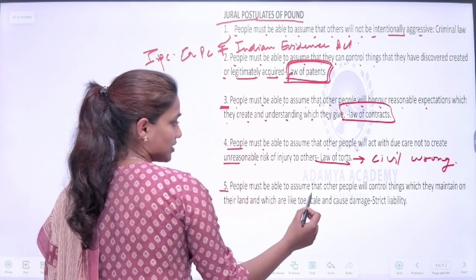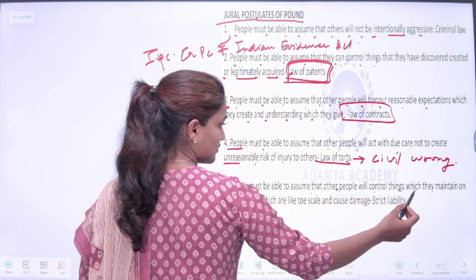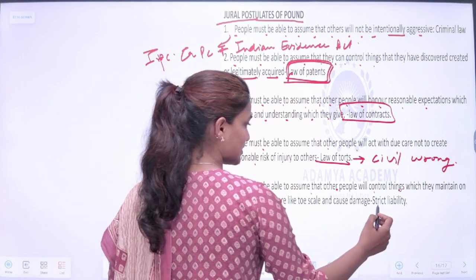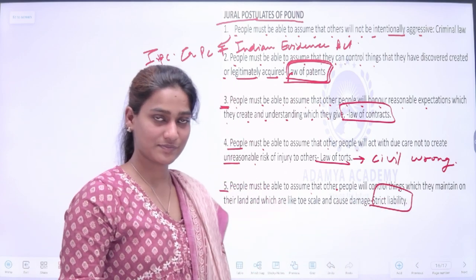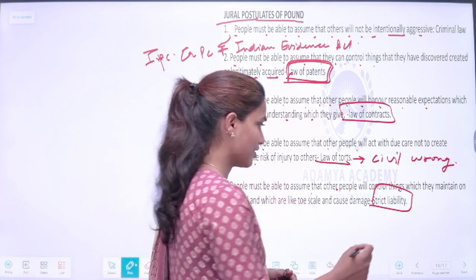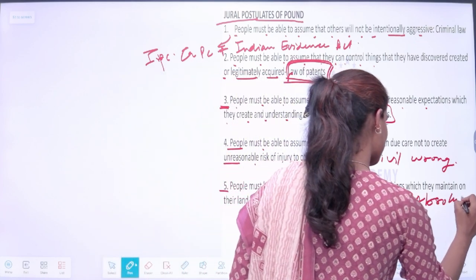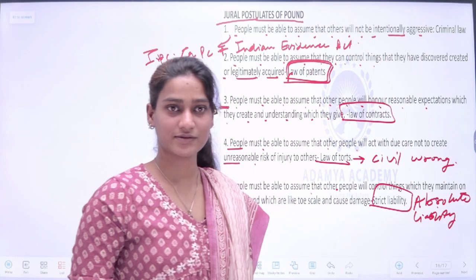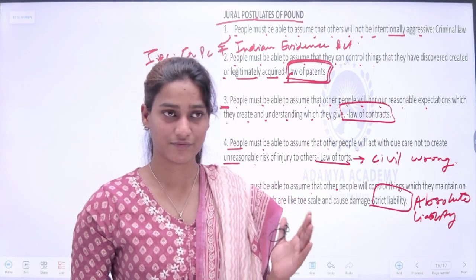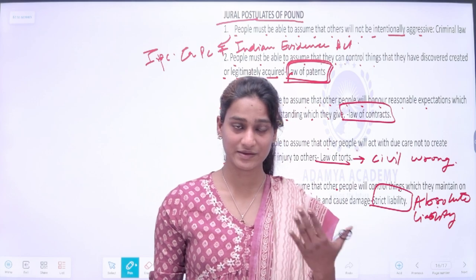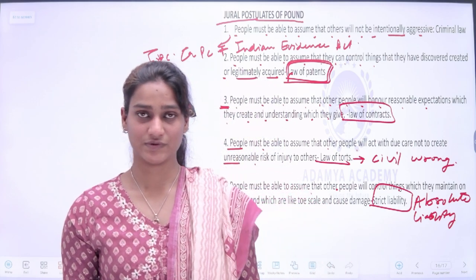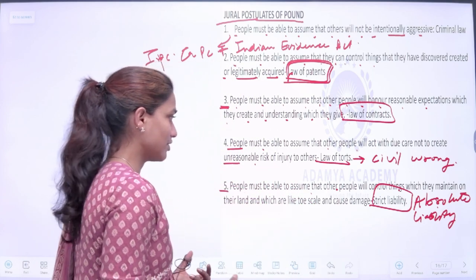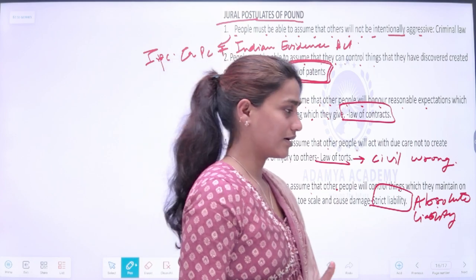People must be able to assume that other people will control things which they maintain on their land and which are likely to escape and cause damage, which is a very famous principle, the strict liability principle or absolute liability. It means that the party who has been negligent has to face the consequences, and will not be given any remedy regarding that.